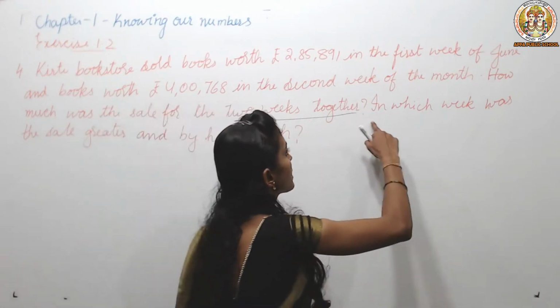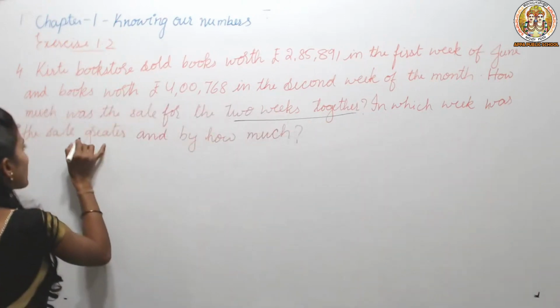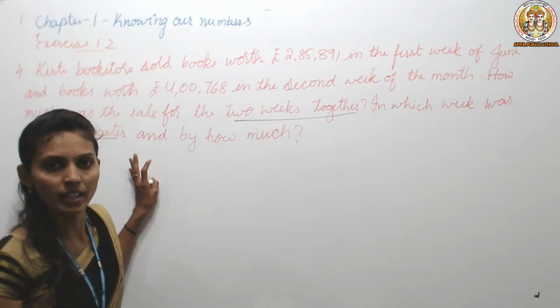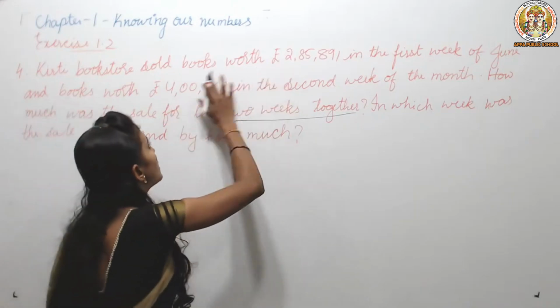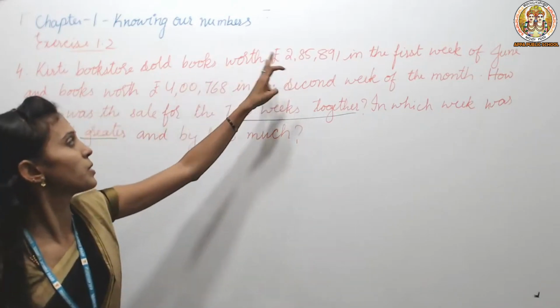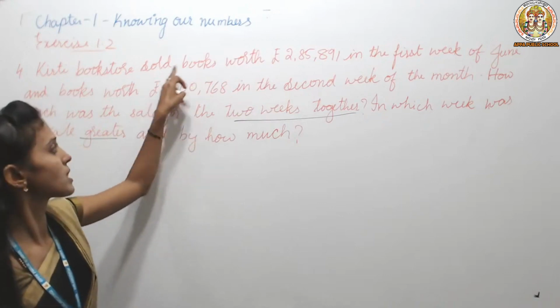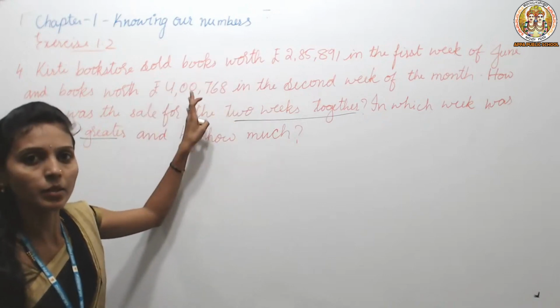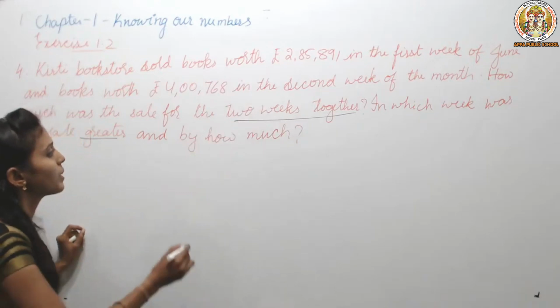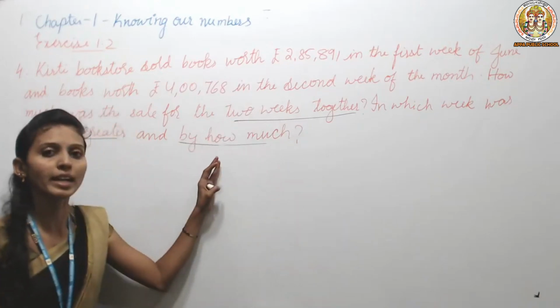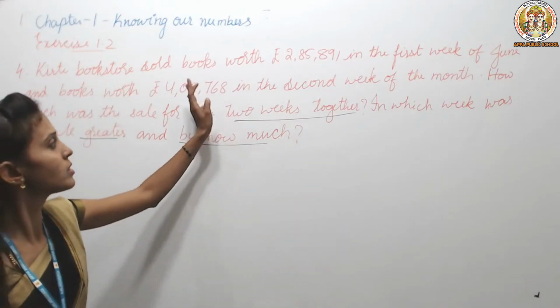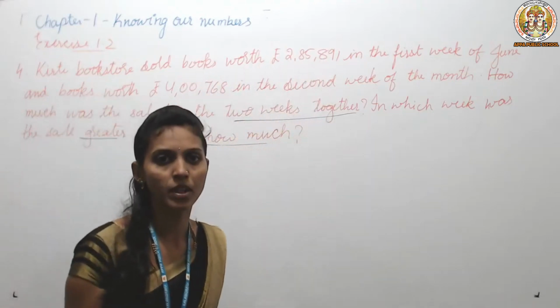Then they asked in which week the sale was greater. To say greater, we have to compare these two. When we compare, in which week is it greater? Obviously in the second week, right? In the second week, the sale was greater. Then by how much? To find by how much, we have to subtract both, isn't it?